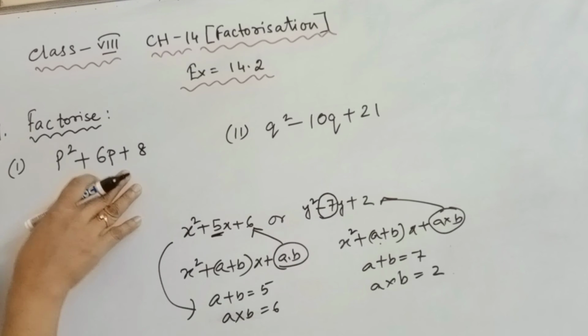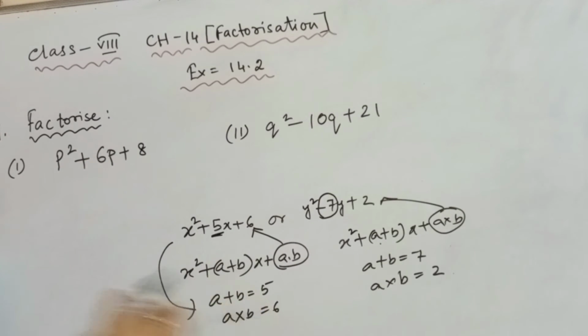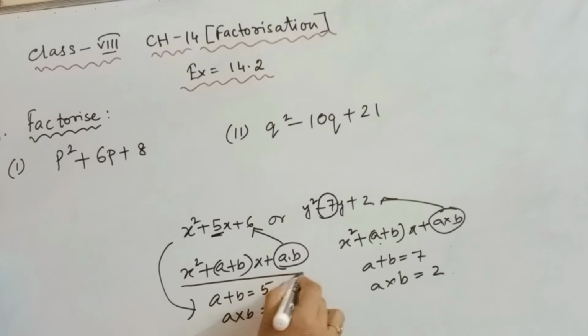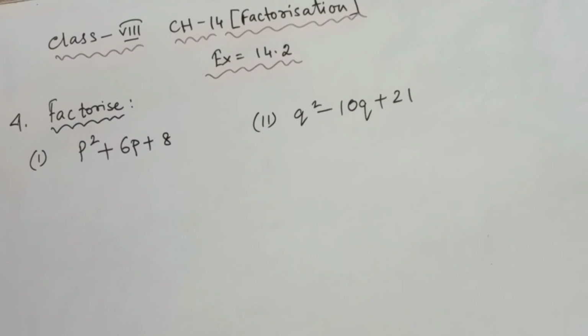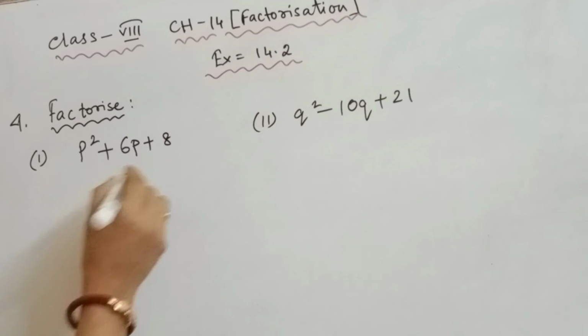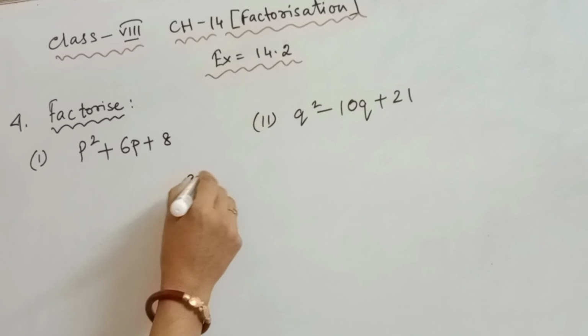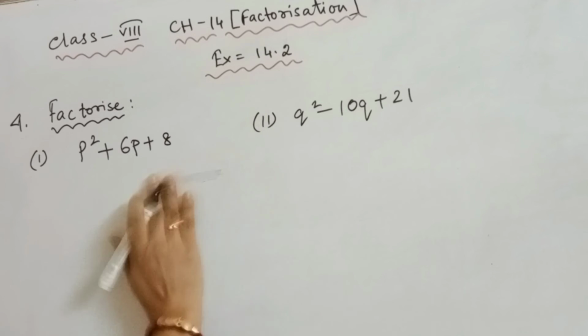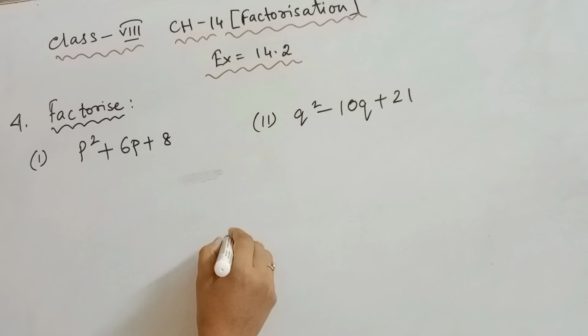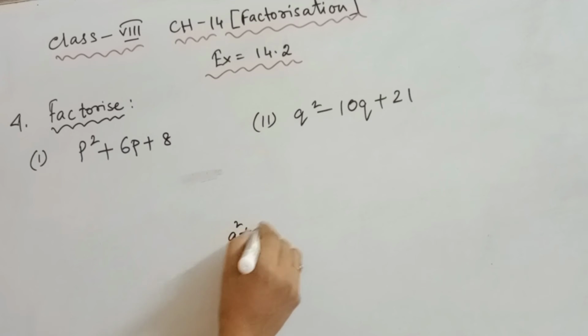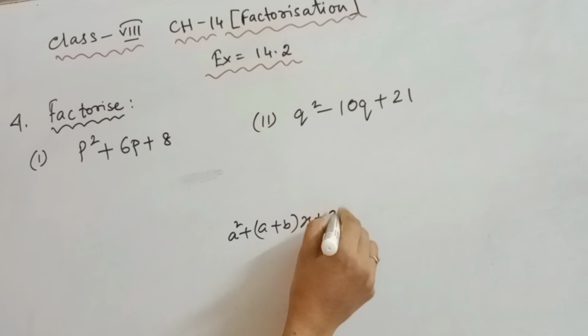To solve this kind of factorization, we have to use this identity 4. Okay. Now come to question number 1, p square plus 6p plus 8. What will we do now? Here is our a plus b. Do you remember that identity? Always keep it in your mind: x square plus (a plus b) into x plus a into b.